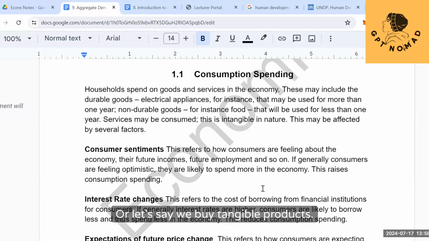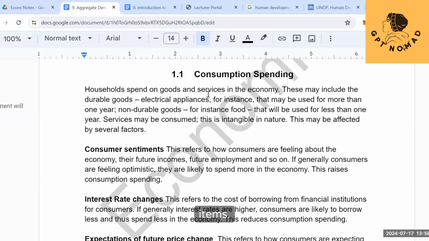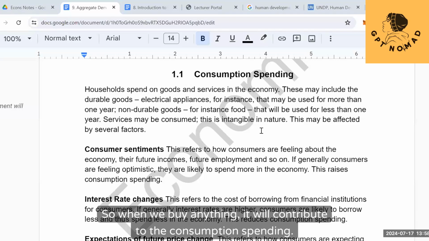Or let's say when we buy tangible products, let's say we buy a bag, let's say we buy a car, a house. All these are physical, tangible items. All these purchases will be considered or calculated in the consumption spending. So when we buy anything, it will contribute to the consumption spending.